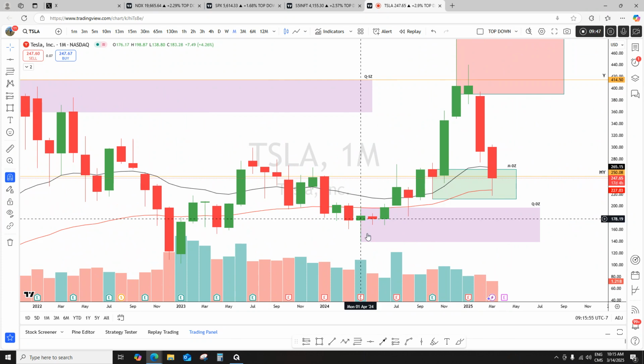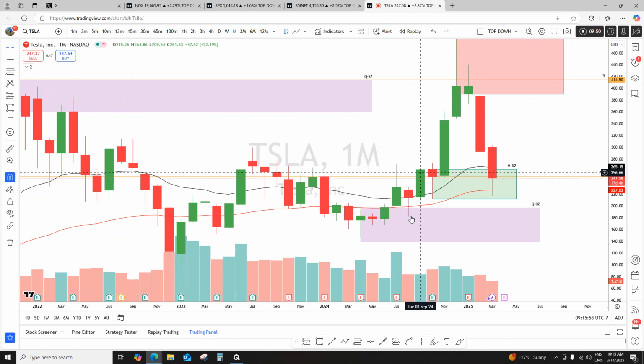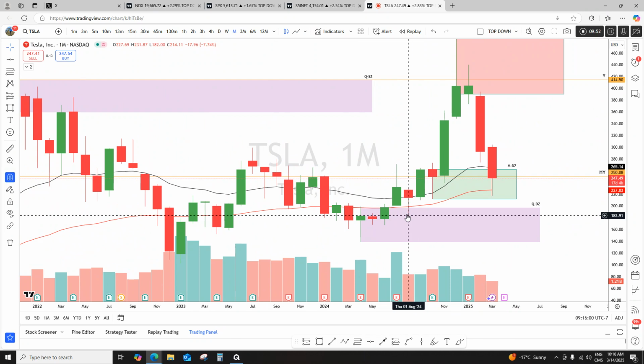Now I'm going to go further down. I'm showing you the data. This is your monthly demand zone, goes in, goes up. This was a red candle, but a monthly red candle. So it made a low. Look at the data on the left side, top left, 182 low, and then it closes at 214.